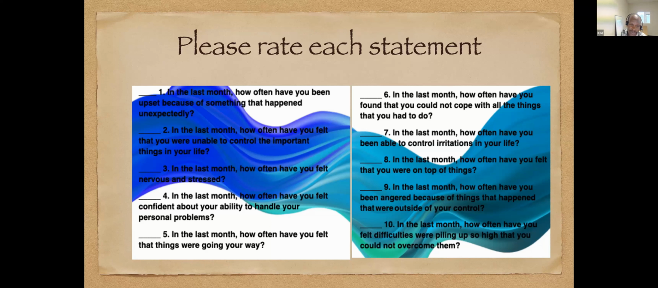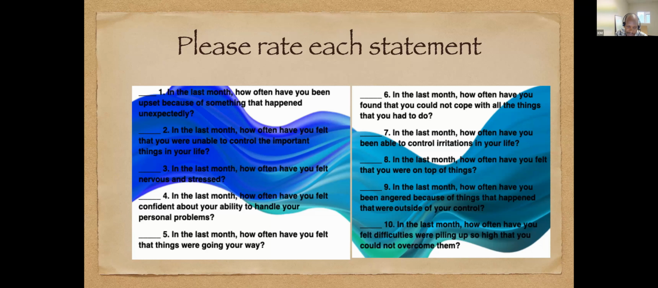Question number two, in the last month, how often have you felt that you are unable to control the important things in your life? Question number three, in the last month, how often have you felt nervous and stressed. Question number 4. If it is 0, you put 0. If it's 1, 2 times, 3 times, whatever number. Question number 4. In the last month, how often have you felt confident about your ability to handle your personal problems?